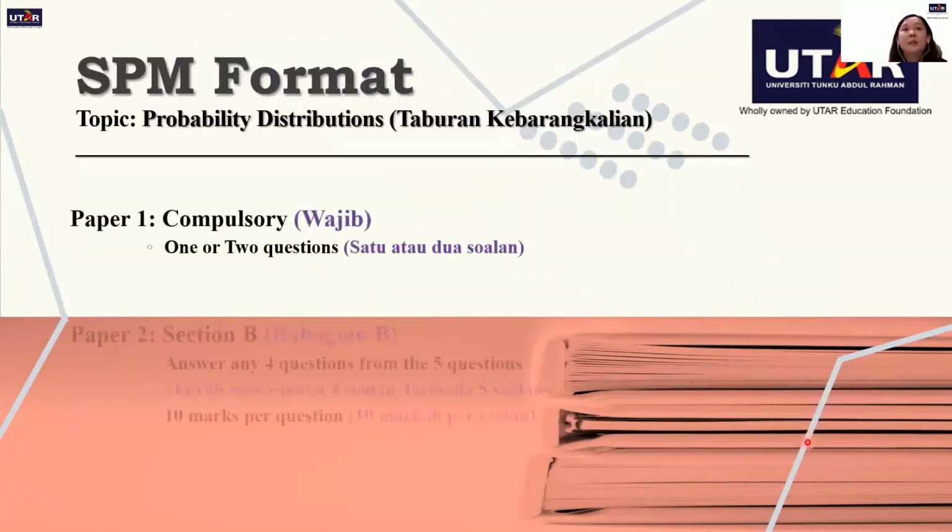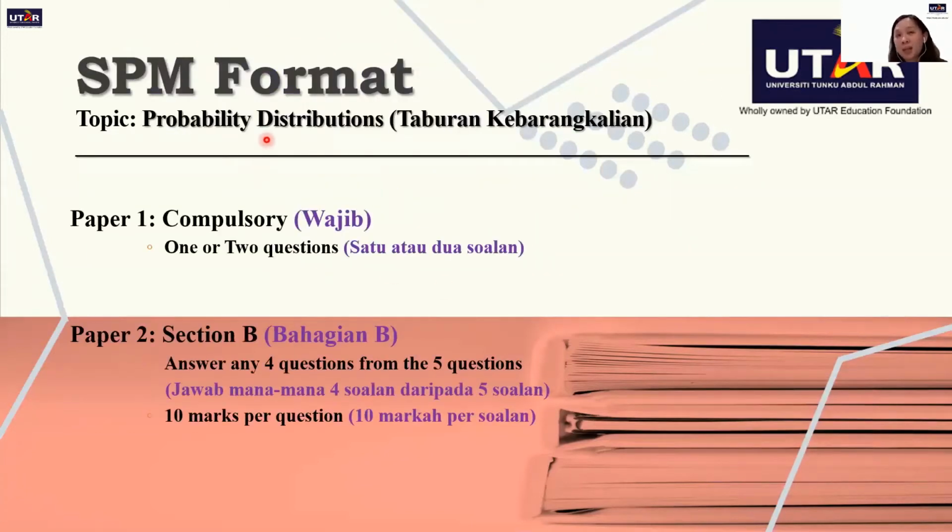This topic is considered quite important because it will be asked in Paper 1 under the compulsory section. In Paper 1, all questions are compulsory, and there will be 1 or 2 questions asked there. Then in Section B under Paper 2, there will be 1 question asked. Under Section B, you answer 4 questions from the 5.